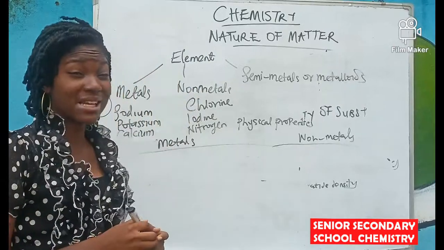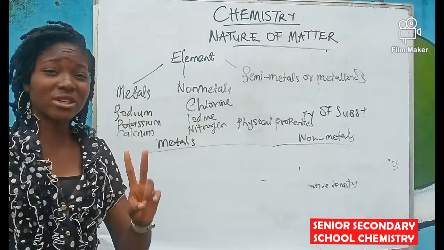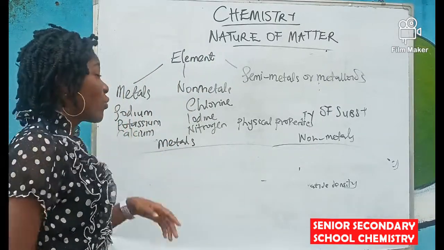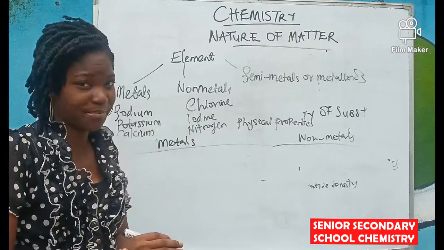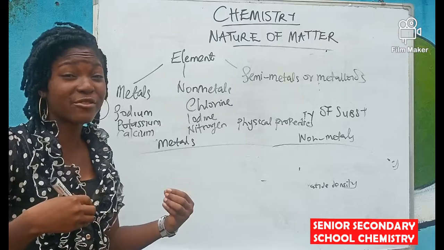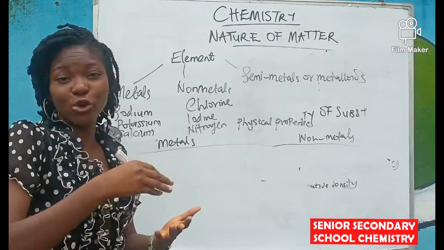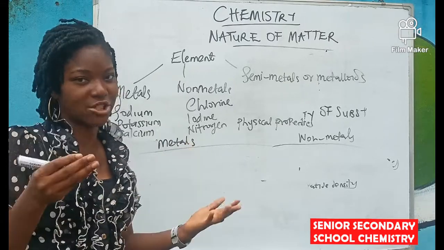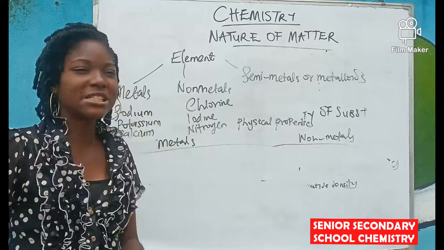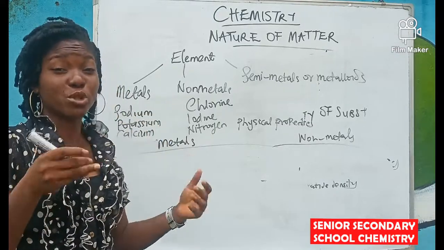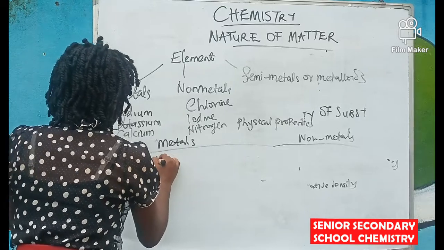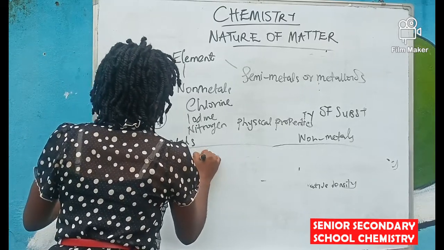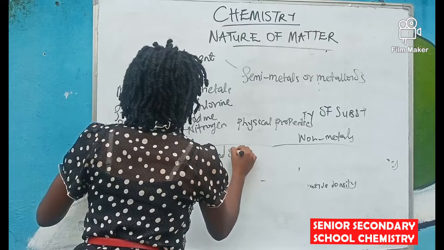One is that metals are malleable, ductile, and sonorous. When I say malleable, I mean that they can be hammered into thin sheets using a hammer. Ductile means they have the capability of flowing. They can be drawn through a thin sheet. And sonorous means that they are capable of producing sound. So they are malleable, ductile, and sonorous.